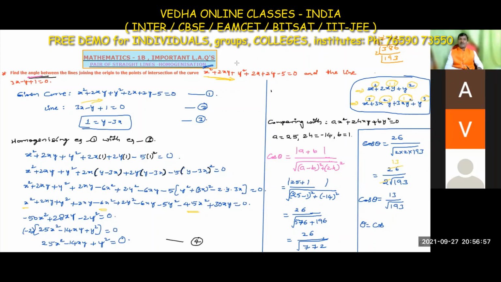So what formulas are we using here? Here, homogenizing is using the a plus b whole square formula only, after getting this. This is the homogeneous equation formula, the pair of straight lines homogeneous equation. And after that, I am using the angle between the pair of straight lines formula. These two formulas are very important in this. If you are perfect with these, that's enough for solving this.